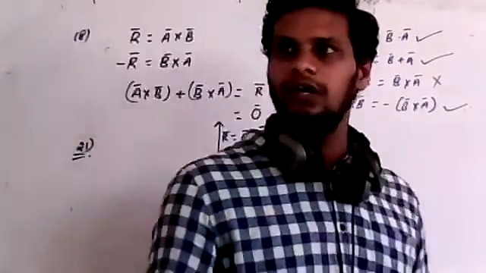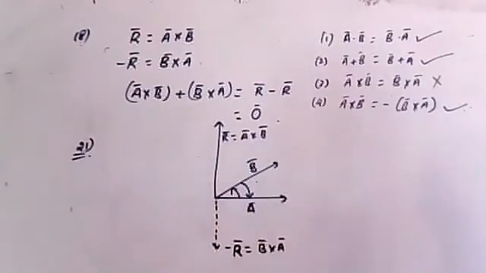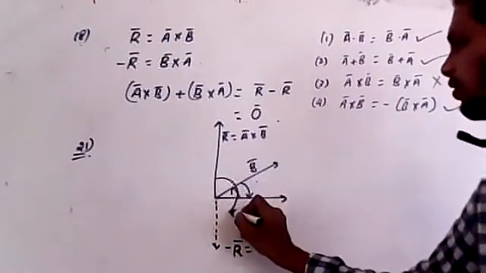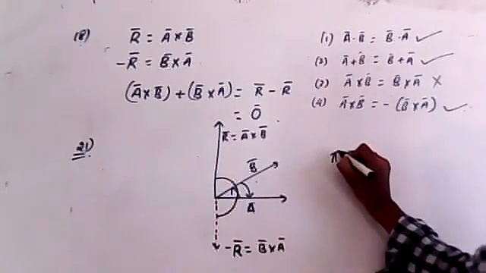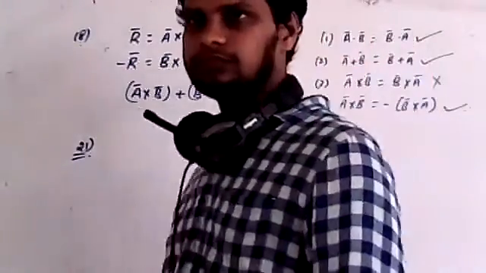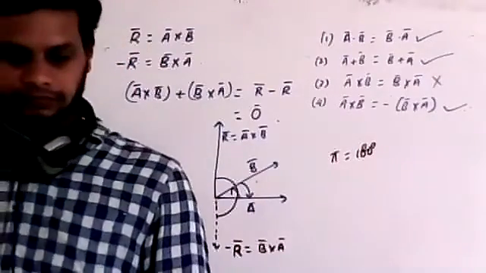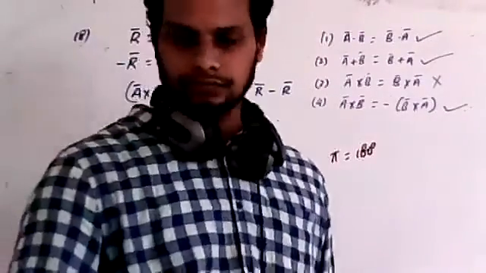Understood, ma? Okay, na? Now, R bar is in upward direction, minus R bar is in downward direction. Now, what is the angle between R bar and minus R bar? 180 degrees. Straight line means angle is how much, ma? 180 degrees. 180 degrees means pi, right? So pi is equal to how much, ma? 180 degrees. Therefore, which option is true? Second option.